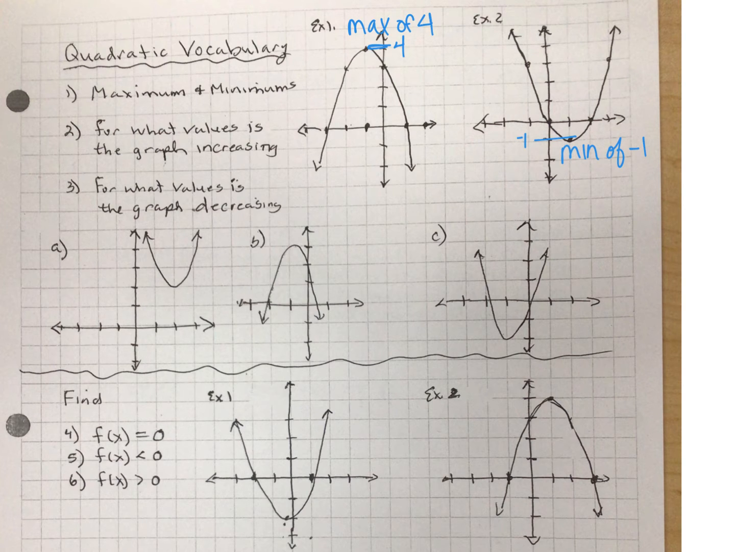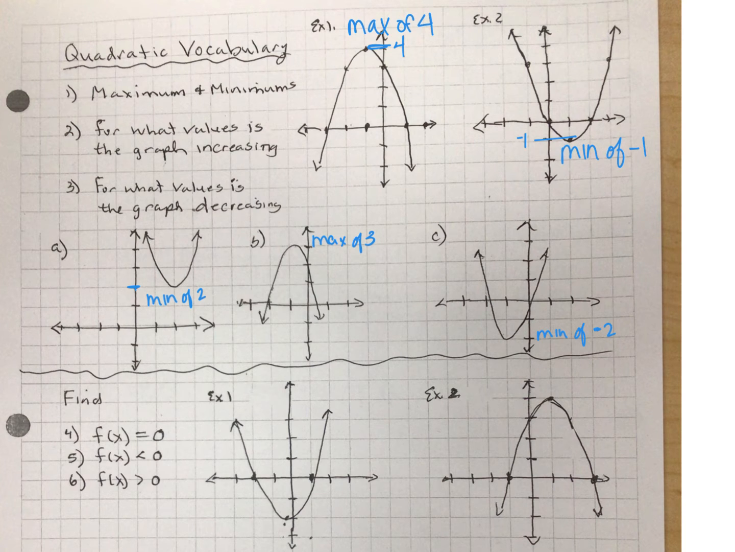Okay. Now, look down below. There are three graphs: A, B, and C. Write down their minimum or maximum. Take a second. What do we get? What is our min or max on letter A? Minimum of 2. You need to say whether it's a min or a max, right? Yes. And B? Maximum of 3. And letter C? Minimum of 2. All right, so that's easy enough, right?